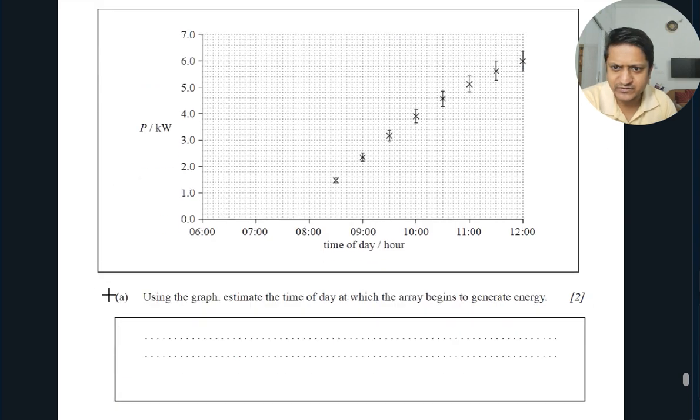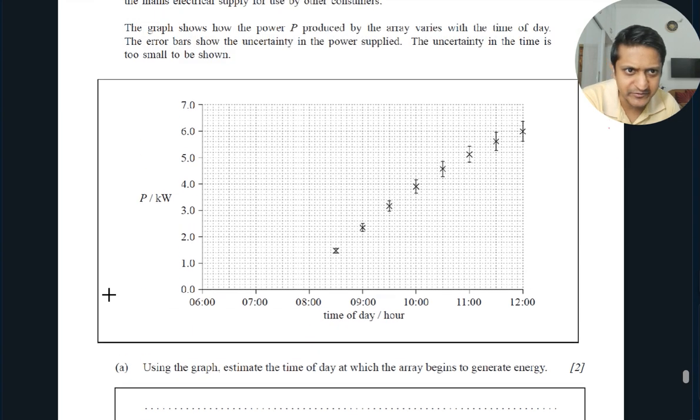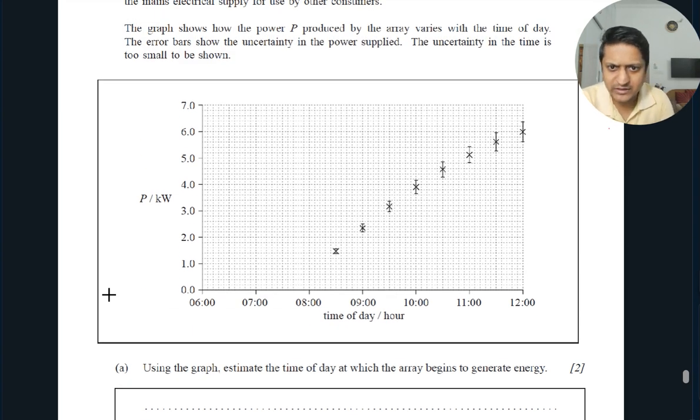The first part A says, using the graph, estimate the time of day at which the array begins to generate energy. First of all, you must know that photovoltaic cells work when there is sunlight, and they start producing energy. So this is the graph against the time of day, where we have noted how much energy we are getting.